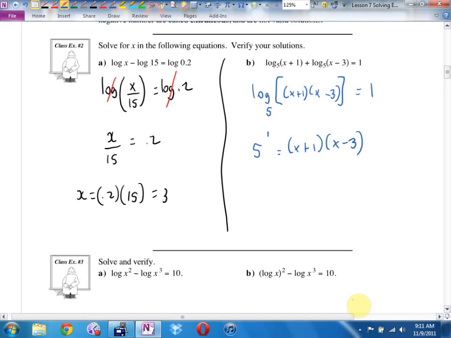Let's do that. What's 5 to the 1? Come on, people. What's 5 to the 1? 5 equals, and I get x squared minus 2x minus 3, I think, if I FOIL that out. What kind of an equation is this? It's quadratic. How do I know? It's got a squared. How do I solve a quadratic? What's the first thing I had to do before I did anything else? Make it equal to 0. I'll minus 5 from both sides.